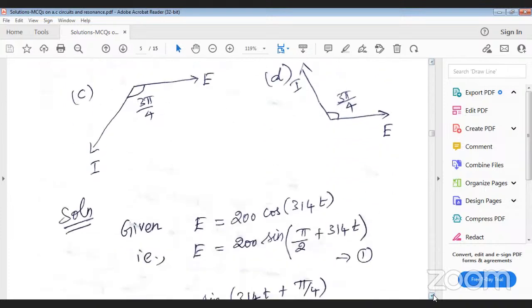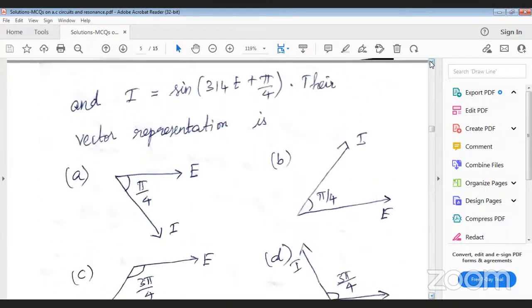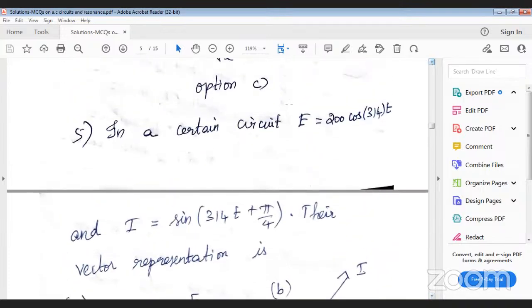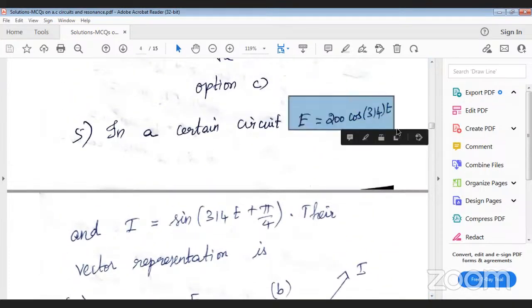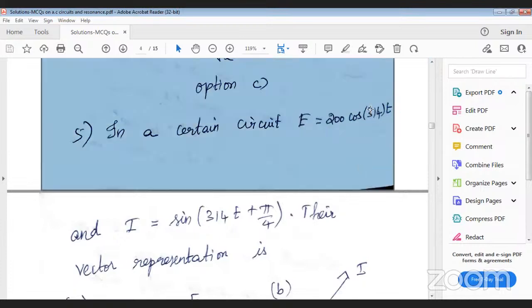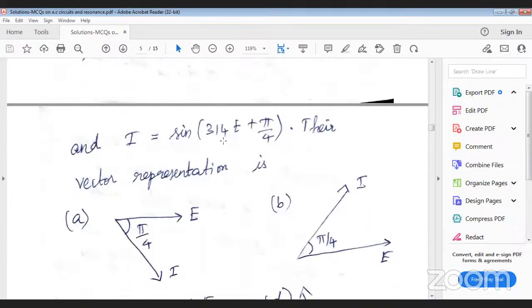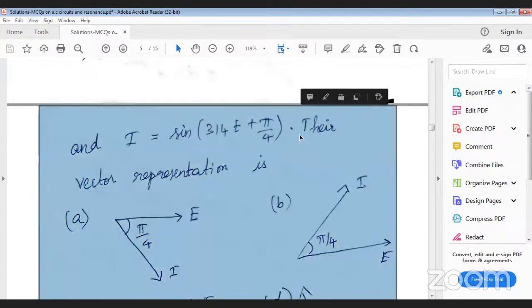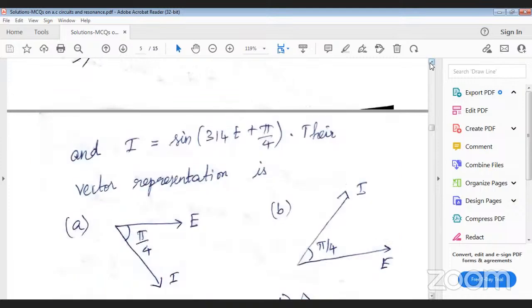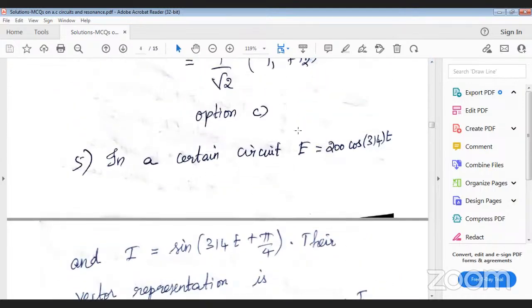So if you want to do that, the first thing you need to keep in mind is that the EMF is in cosine form, 200 cos 314t, and the current is in sine form, sin (314t plus pi by 4). This is sinusoidal form, and this is cosine form.